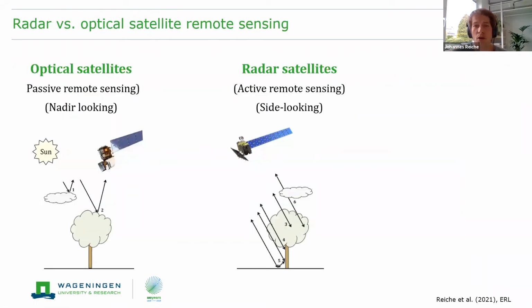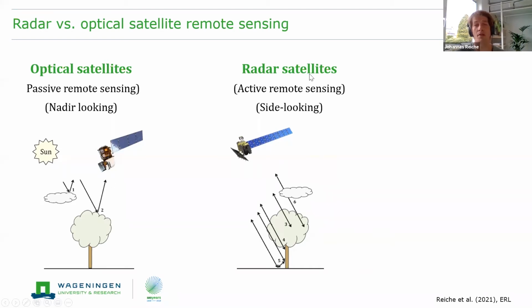Now a few slides about Sentinel-1 and radar. What is the difference between optical and radar? First of all, optical is passive remote sensing, meaning we acquire the reflection of the sunlight. The sun basically illuminates the trees or the top of the cloud, and what we record is the reflection of the sunlight, similar to our eyes. The satellite is nadir looking, so it's looking down.